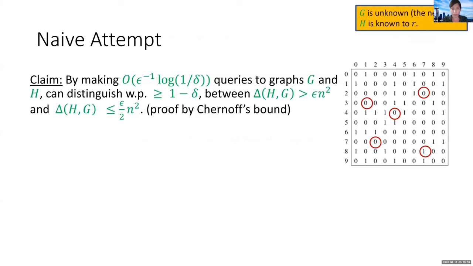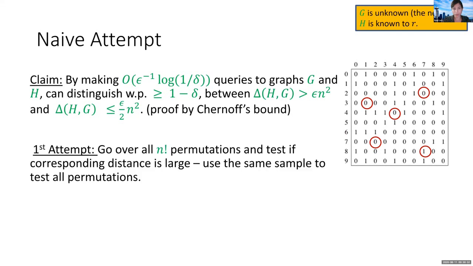So let's start with a naive attempt. If we have two graphs, G and H, then by making log of 1 over delta over epsilon queries to the graphs G and H, we can distinguish with probability at least 1 minus delta between the case that the Hamming distance of the graphs G and H is greater than epsilon n squared, and the case that the Hamming distance is at most epsilon over 2 times n squared. This is by a simple application of Chernoff's bound.